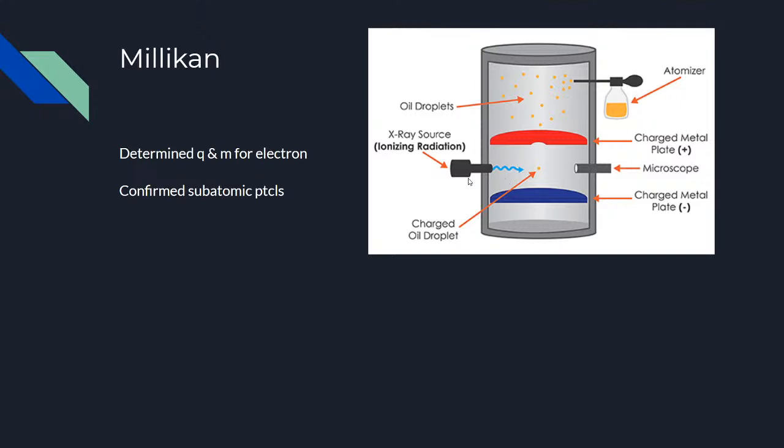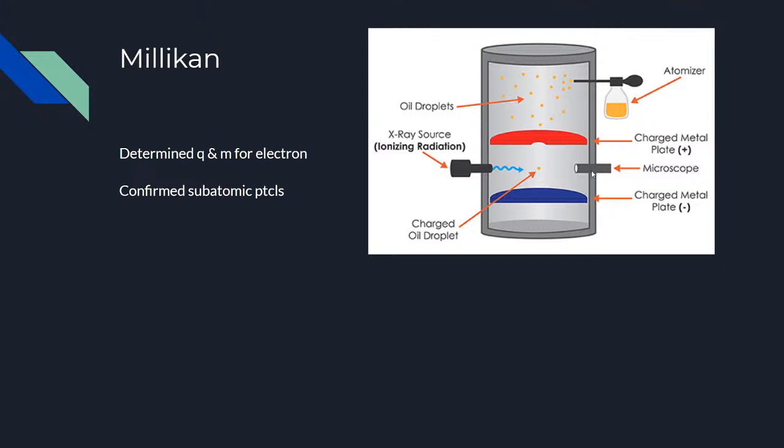And then, right here, he has this source of X-rays. It's meant to be an ionizing radiation. That is to say, it strips electrons off of the oil droplets in order to give them a charge. So by stripping electrons off the oil droplets, it gives them a positive charge. But those electrons have to go somewhere. Some of the droplets end up with positive charge, some of them end up with negative charge.